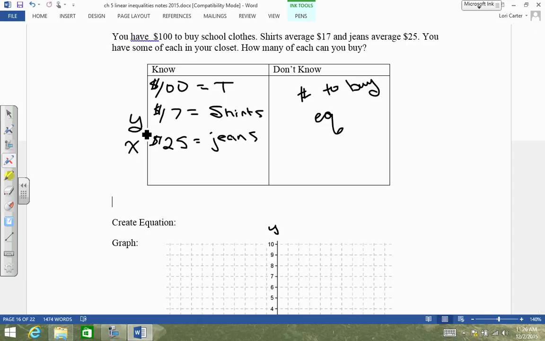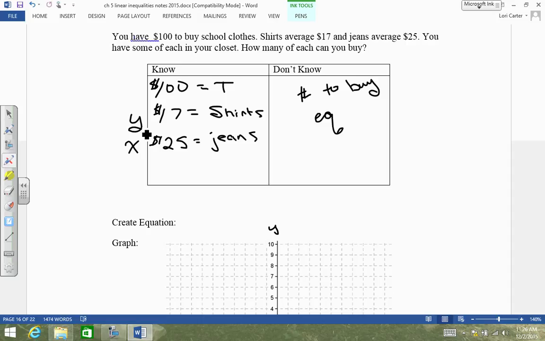Mrs. Carter, when you do how many each, do you list all possibilities? Nope, we're going to graph it. I'll show you. All right, so what's the equation of my line?